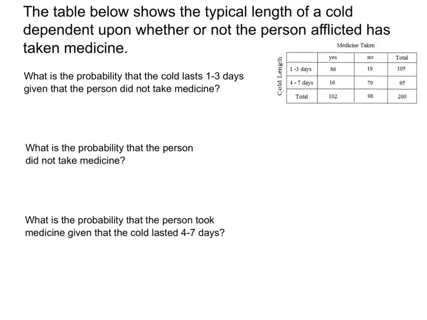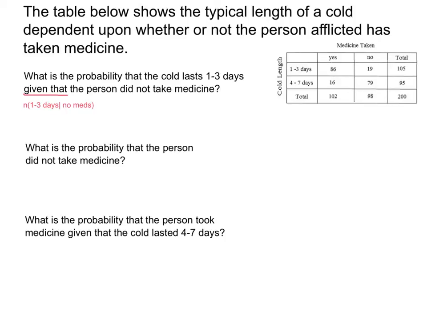So the first question reads, what is the probability that the cold lasts 1 to 3 days given that the person did not take medicine? Now, how do we know that this is a conditional probability? By the fact that it says given that. That's your clue, really, that this is conditional probability. So let's write out what the problem is looking for.